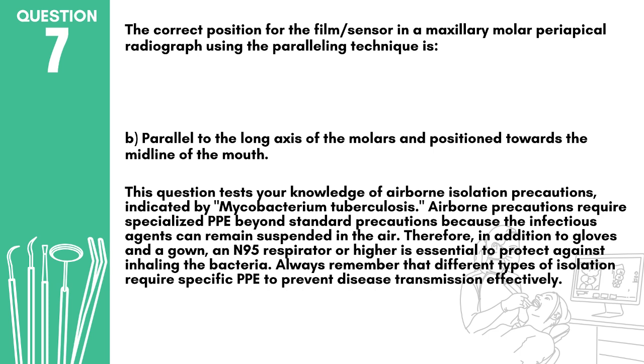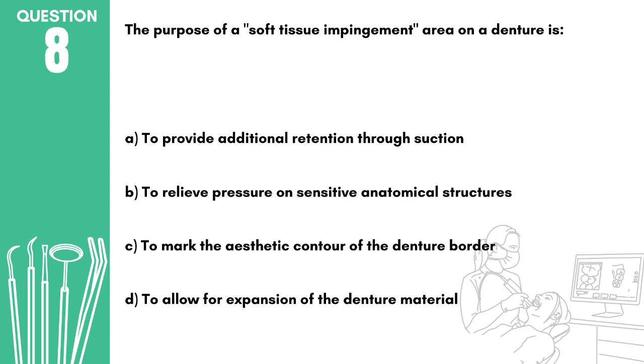For example, you would use a posterior film holder that positions the sensor away from the teeth and towards the center of the mouth. Always remember that for paralleling, the film needs to be as parallel to the tooth as possible, even if it means moving it inwards. Question 8. The purpose of a soft tissue impingement area on a denture is A. To provide additional retention through suction.